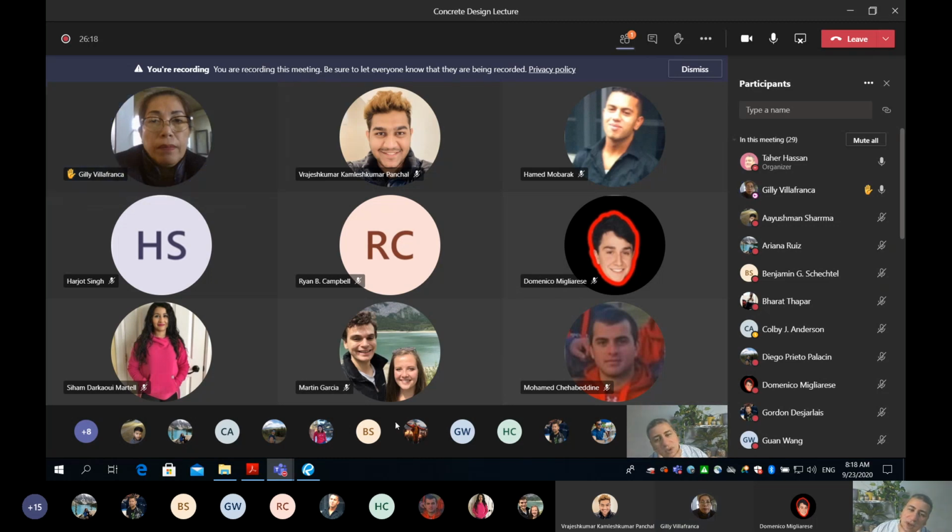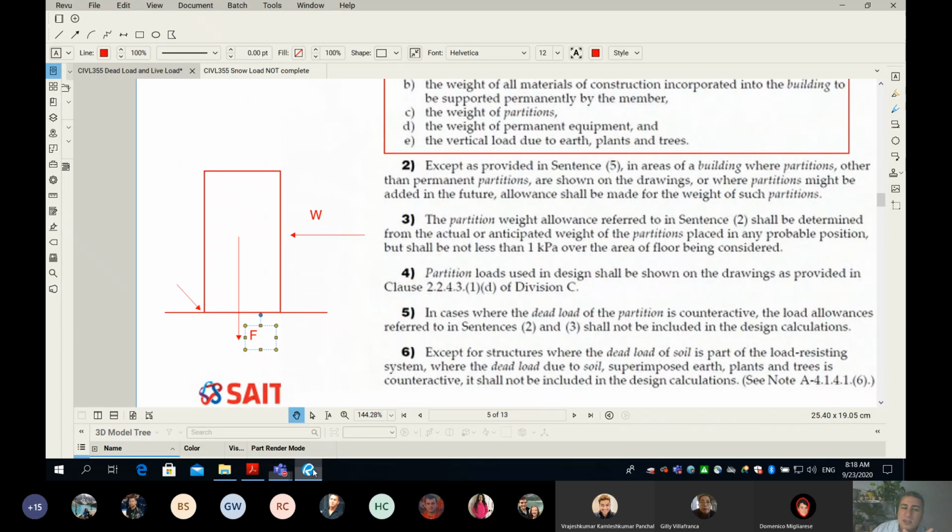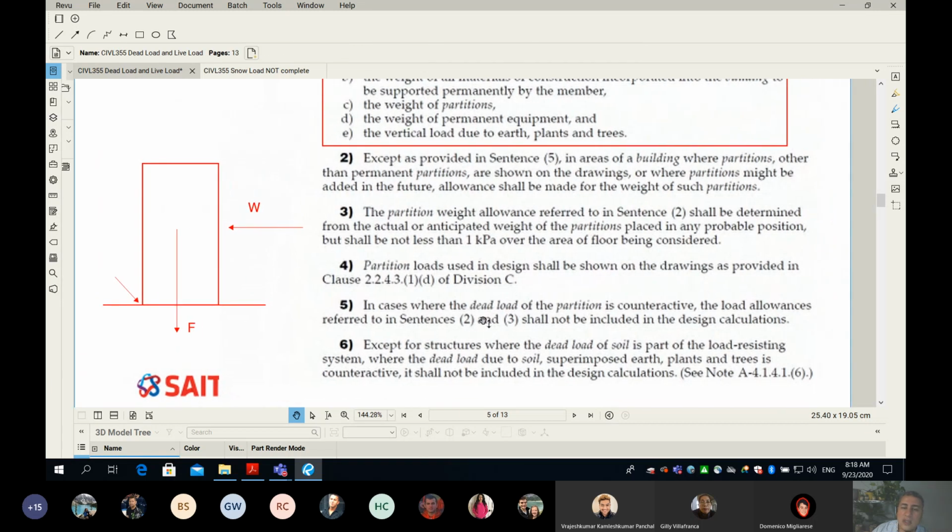Thank you. Actually, guys, look at this. By the way, partition load is a gravity load and will always counteract the wind. But when you think about it, sometimes those partition loads, although we include them in our plans, sometimes we don't build them. That's why the code here is kind of conservative. If you read statement number 5, which is part of the code and we have to follow, it says in case where the dead load of the partition is counteractive, which is the case here, the partition load is going to be added to the F and will be counteractive to the W, which is the wind.